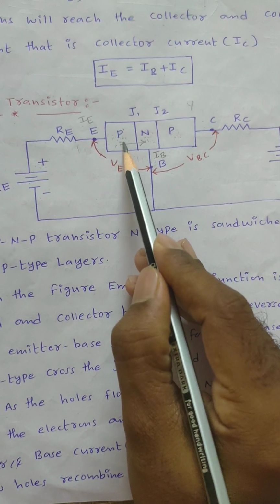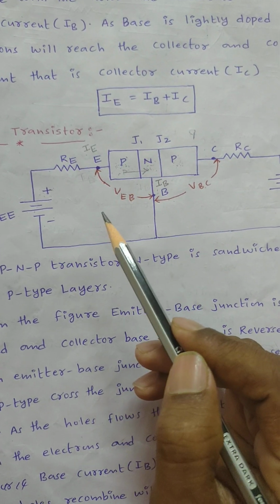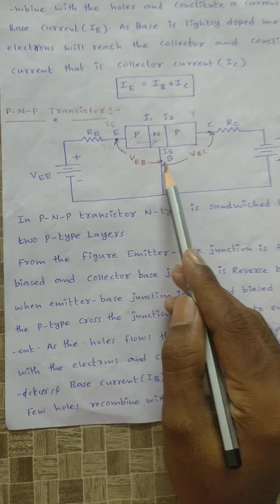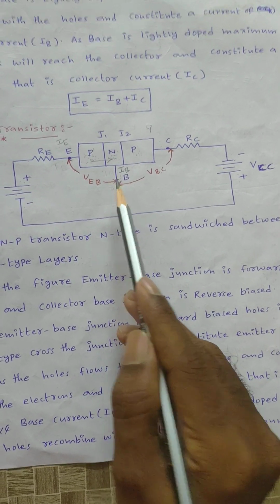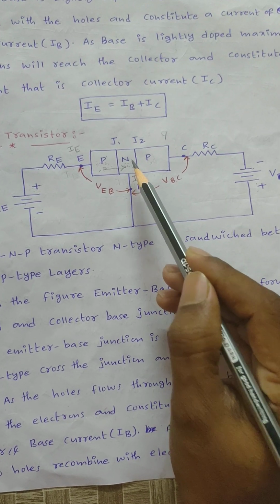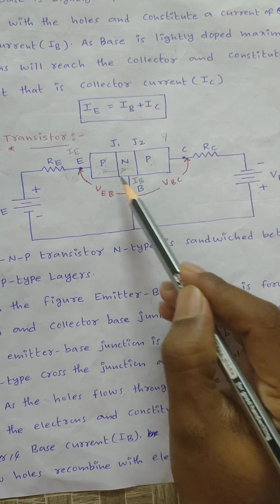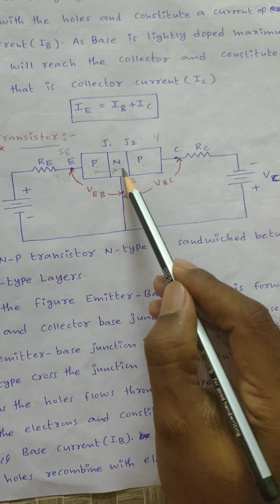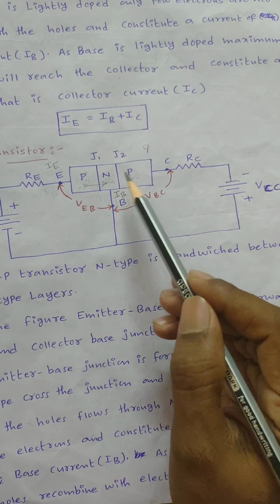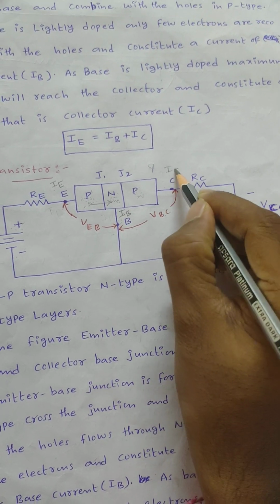Now see here, as the holes move from p side to n side, they recombine with the free electrons available in the n side material. This will constitute a base current IB. After that, already we know that this base is lightly doped. Base is lightly doped, hence only a few holes will recombine with the available free electrons in the n-type material. The remaining 95% of holes will reach the collector. This will constitute the collector current IC.